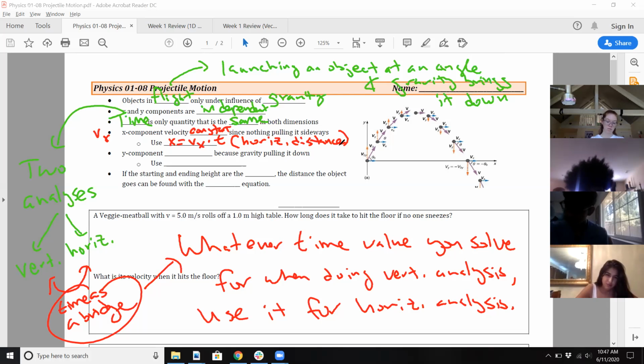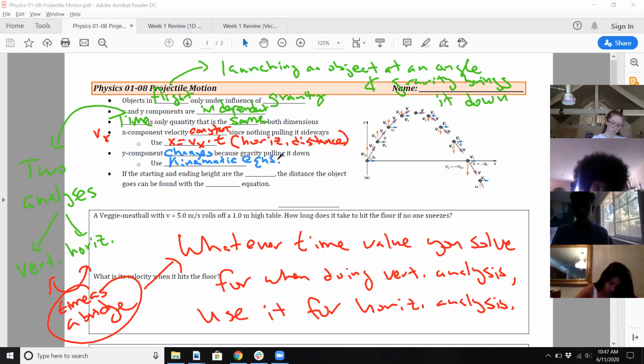So the y component changes. Let me change colors up here. Because gravity is pulling it down, we use kinematic equations. That's why you're going to do the vertical analysis first and the horizontal analysis second. You've got to do the messy stuff first to solve for, usually, time, and then use that in the horizontal analysis.